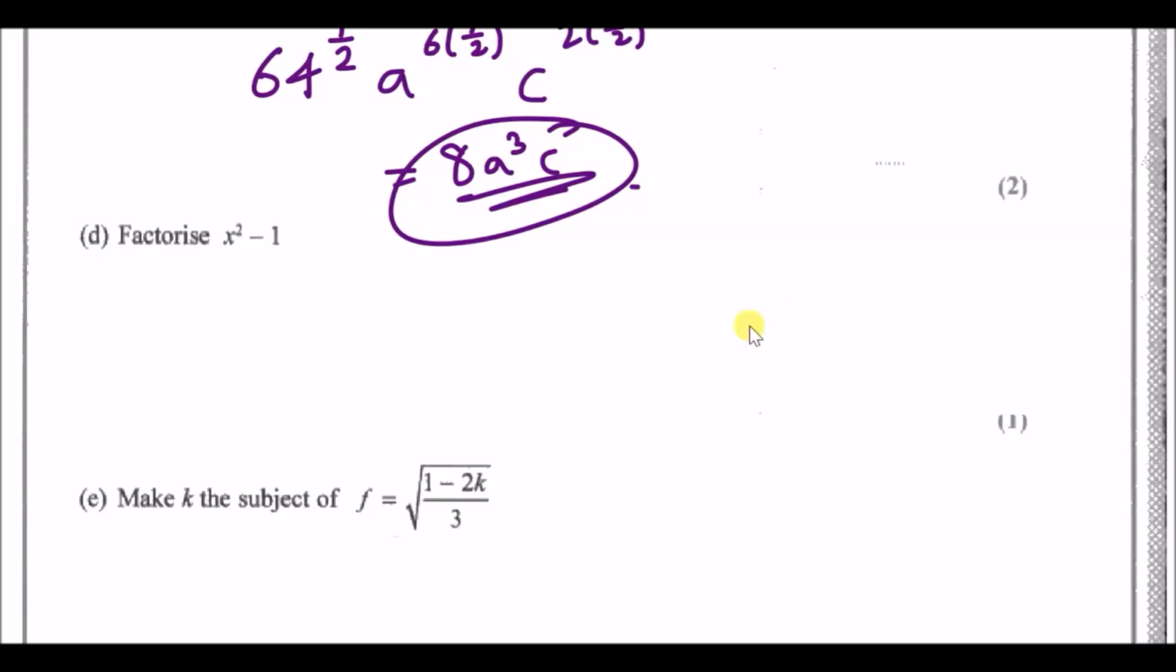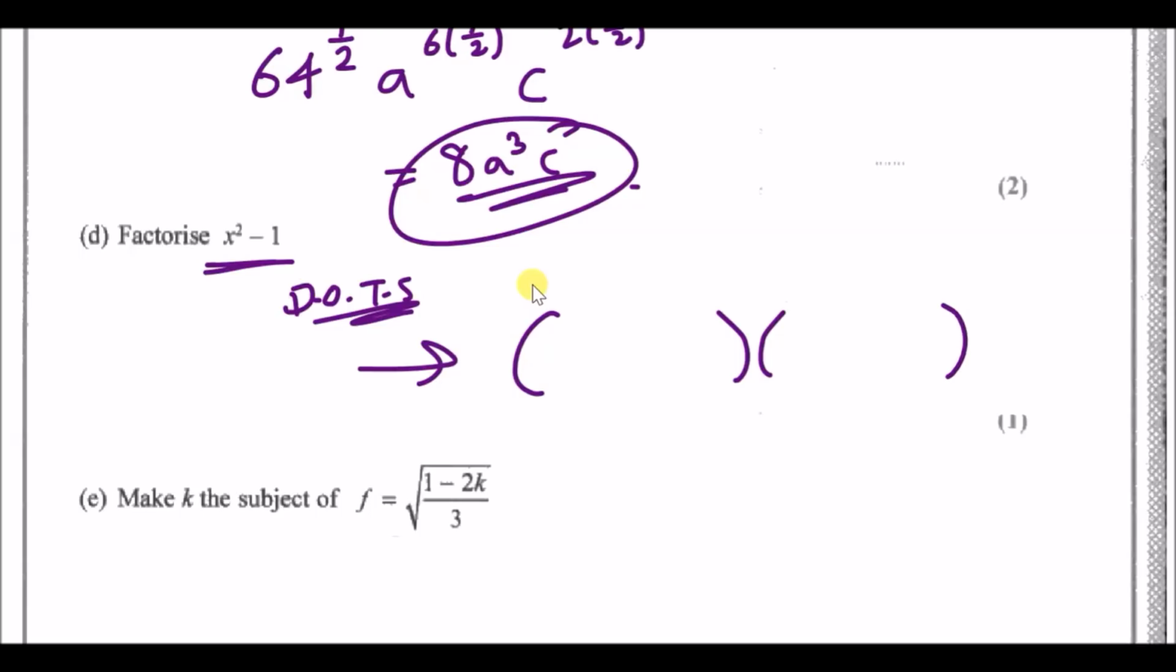Now D. Factorize x squared minus 1. When you see an example like this, you can't factorize it the standard way because there's nothing in common. So this is an example of DOTS, which is difference of two squares, okay? You have a square term minus another square term. And when you get that, you get instantly a double bracket solution. So this is important to know.